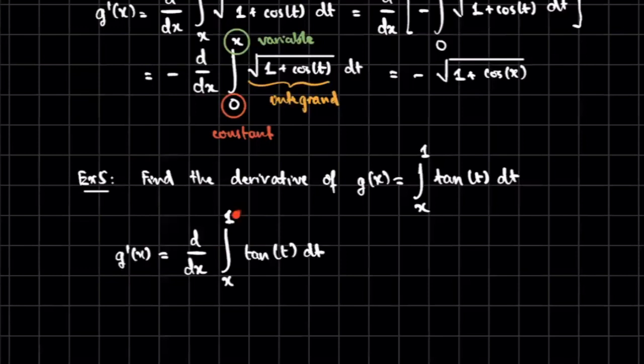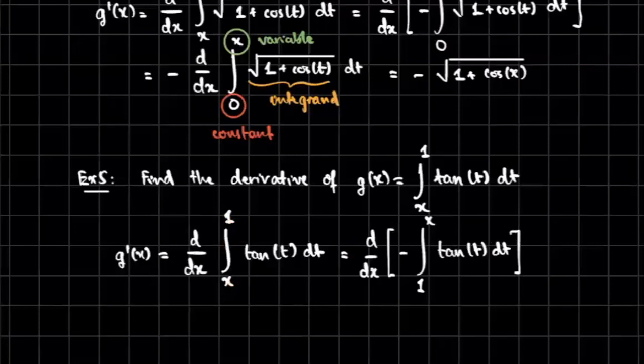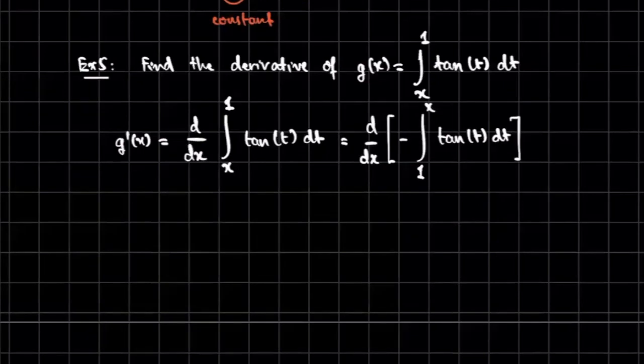Okay. When we do the analysis for this particular setup, we see that the lower limit of integration is not a constant and the upper limit of integration is not a variable. So you want to swap the limits of integration. When you swap the order of the limits of integration, you need to put the negative sign. So here you get d dx of negative integral from 1 to x of tangent of t dt. And again, in this case, the negative sign is the constant multiple, so you can bring that out of the derivative operation. And you should get negative of d dx of the integral from 1 to x of tangent of t dt.